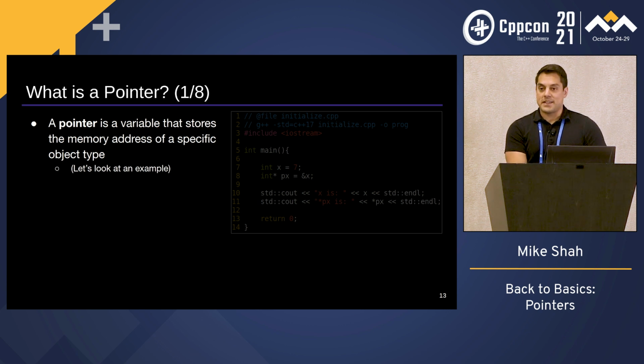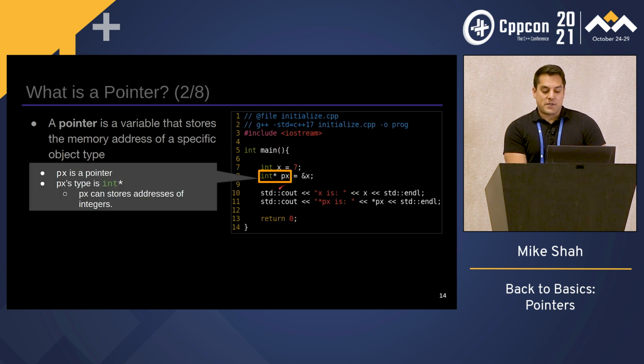Let's again look at that example that I was very proud of many years ago. Here's my actual pointer, px, and that's a pointer. It's an integer pointer, so it can store addresses of other integers. That's the first portion here.